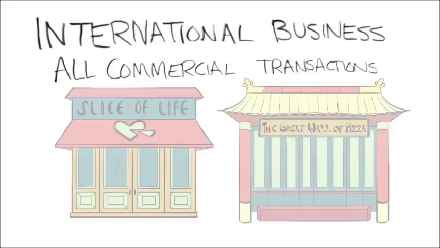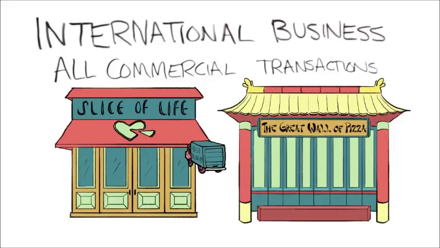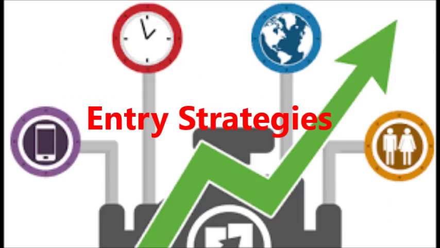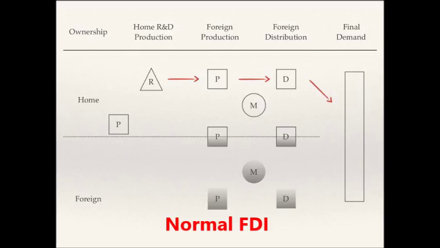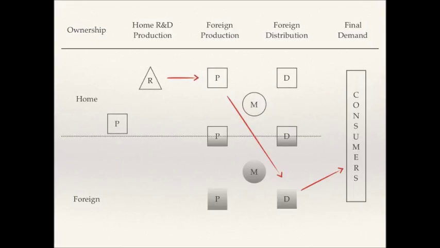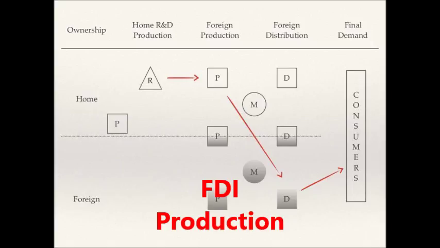Entry strategies consist of 12 strategies. The first is normal FDI. The entrant owns foreign production and distribution facilities. Which facilities are greenfield, which facilities are acquired. Production is greenfield and distribution is acquired. Production is acquired and distribution is greenfield. FDI in production: the entrant owns foreign production but depends on distribution facilities. Production is greenfield and production is acquired.